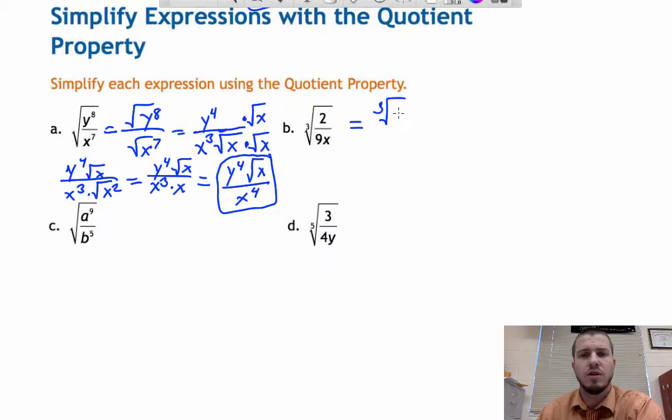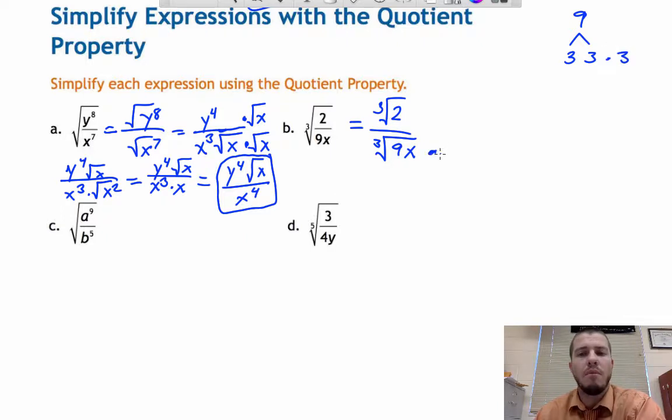It's the cube root of 2 over the cube root of 9x. The cube root of 9 is not a perfect cube. It doesn't come out evenly, so I need it to come out evenly. Sometimes you may see it, but if you don't, go ahead and factor the 9, whether you're using the birthday cake or factor tree. You don't want any left over. So I have 2 3's, but for a cube root, I need an extra one. I need it to be 1 more.